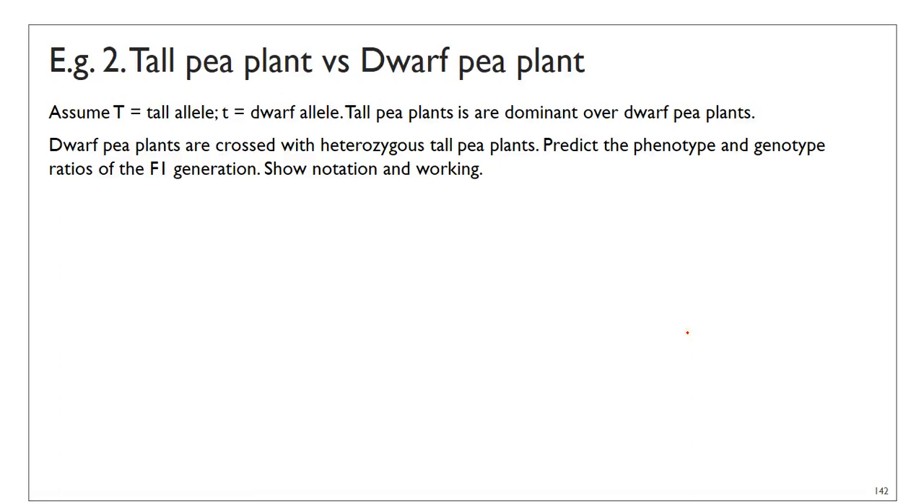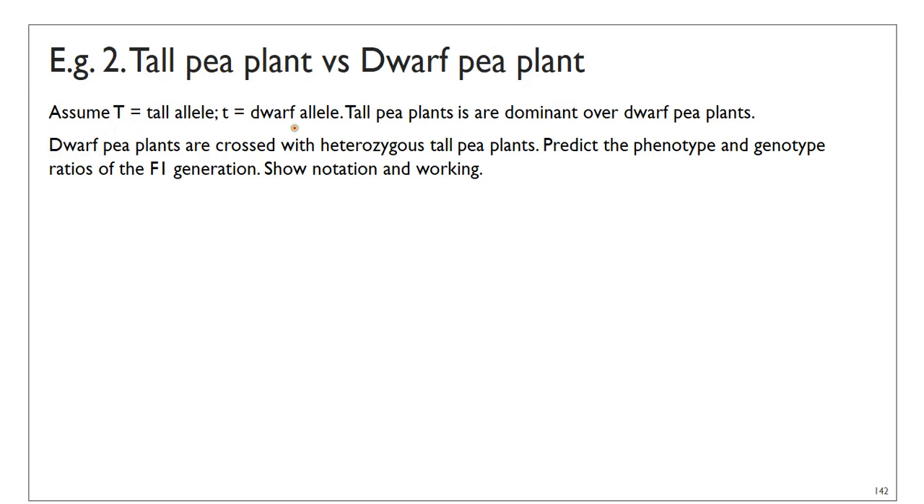Moving on to example 2. For this example and the next one, I just want to quickly show you how you can apply the principle of genetics and inheritance to plants and animals as well. And we actually use this a lot in agriculture. So this question will talk about the differences between a tall pea plant and a short or dwarf pea plant.